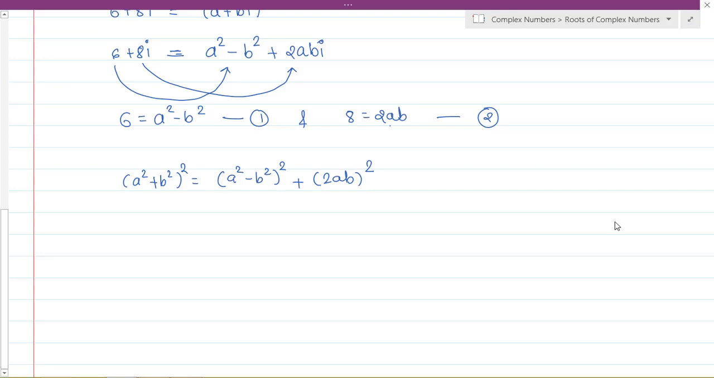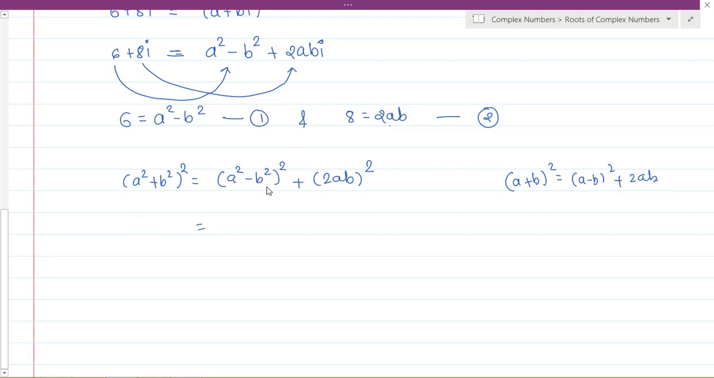So (a square plus b square) whole square is equal to (a square minus b square) whole square plus (2ab) whole square. It is nothing but simply the formula that we already know, that is (a plus b) whole square is equal to (a minus b) whole square plus 4ab. That's it, boss. It's as simple as that. So now let's substitute the values here.